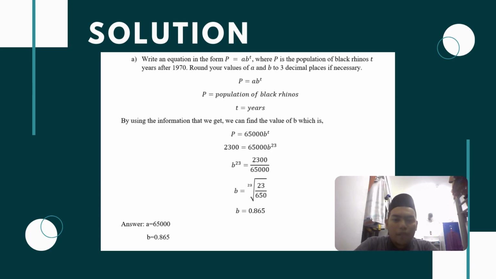To find the value of B, we must use the information that we get. Just insert the values into the equation P equals A times B to the power of T. P is the number of black rhinos in the year 1993. Meanwhile, T is the number of years from 1970 until 1993. Just find the value of B, and the value of B will be 0.865. That is the solution for question A.